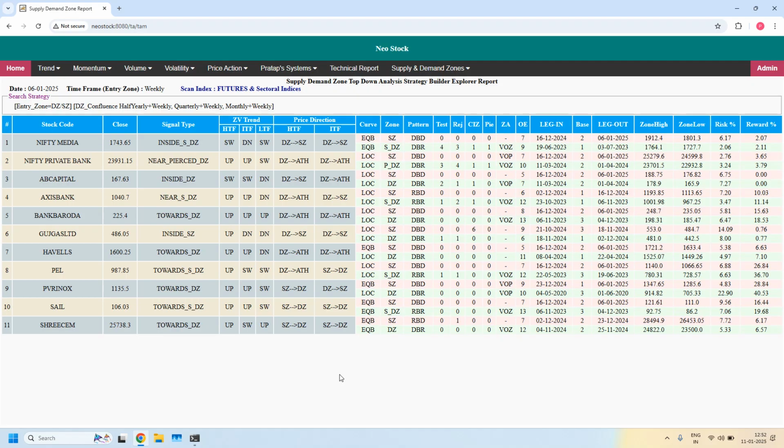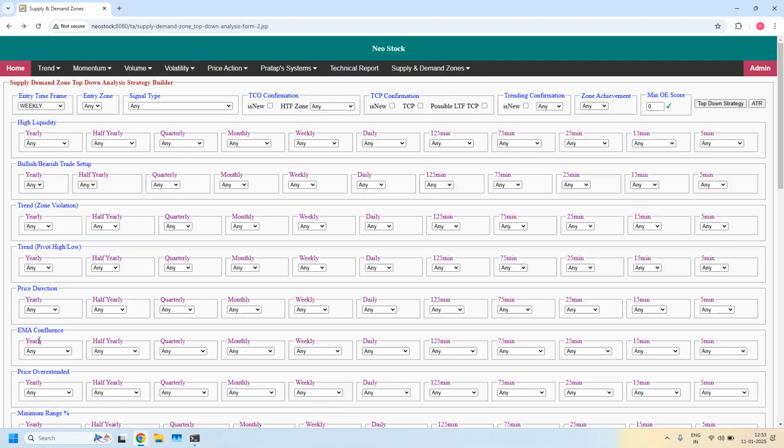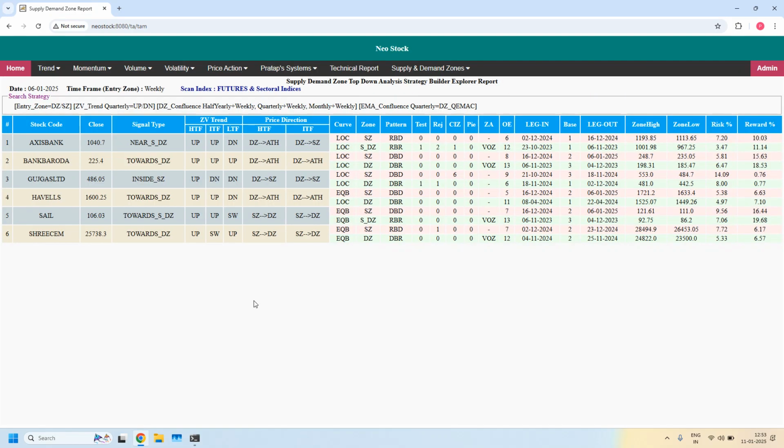Out of these 11, we can further filter based on the EMA confluence, because weekly and monthly zones are part of the quarterly. So quarterly EMA confluence you can verify. In the EMA confluence at quarterly time frame, quarterly demand zone having quarterly EMA confluence. Obviously the trend on quarterly should not be sideways. It can be up or down. So let me filter. We got 6 stocks.